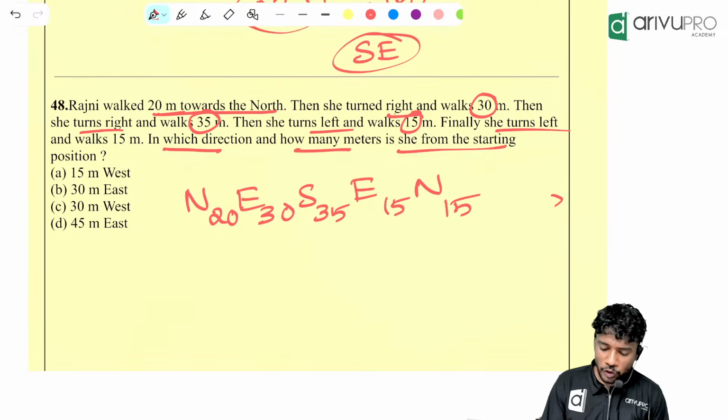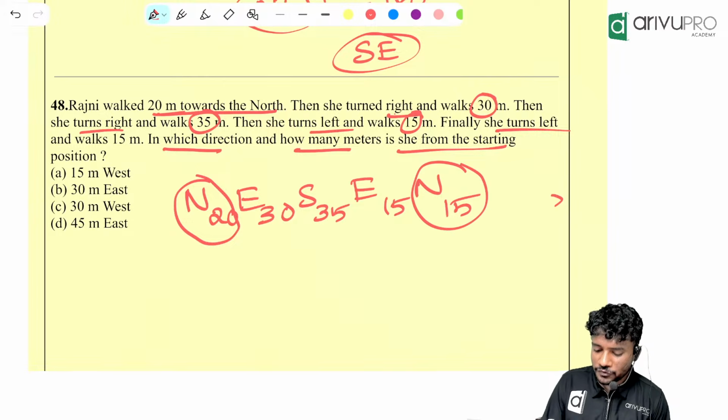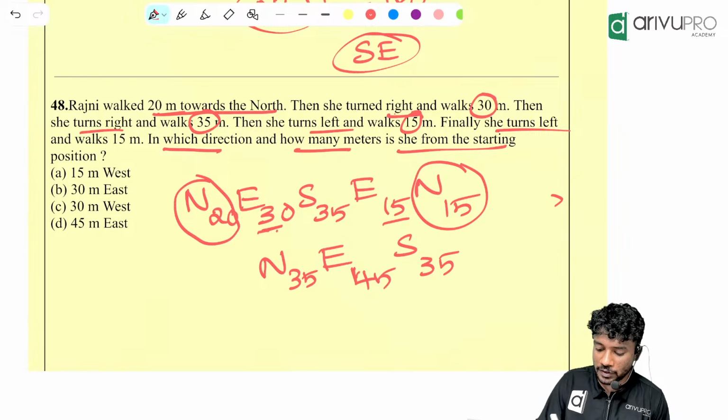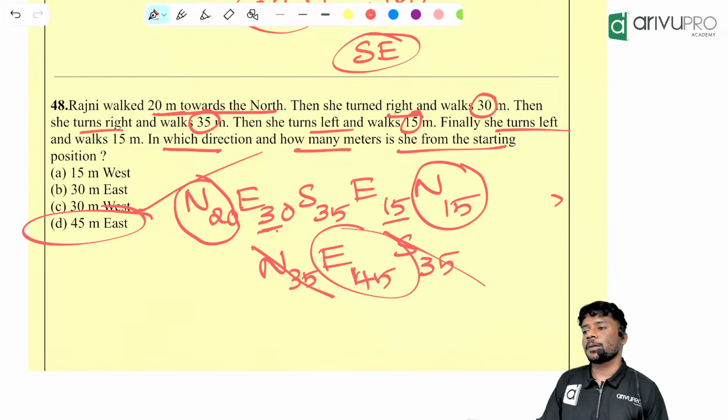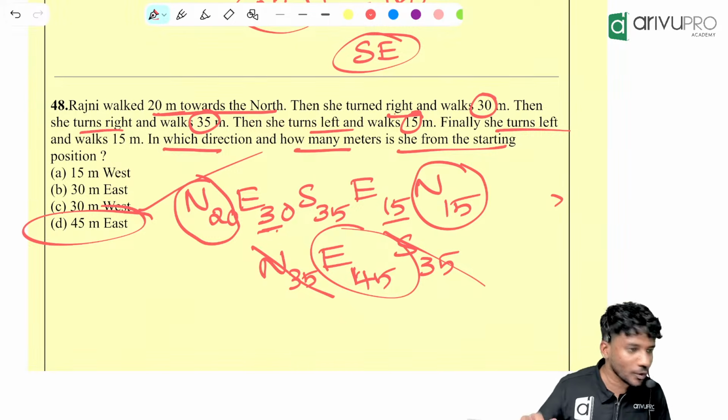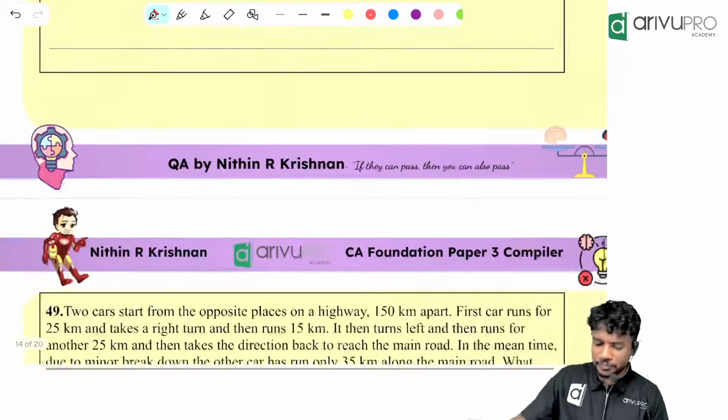Now, people, north 20 and north 15 will become north 35. East 30 and east 15 will become east 45. Correct? 30 plus 15 is 45. Then south 35. Cancel, cancel. What is remaining? East 45 meters. Which option is the answer? Option D is your answer. Very, very direct. Next one.